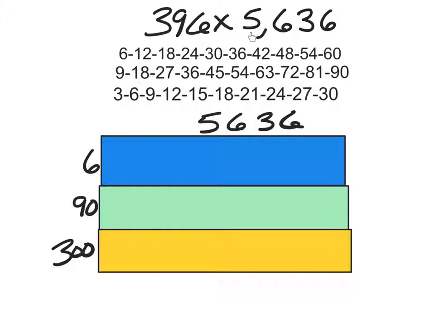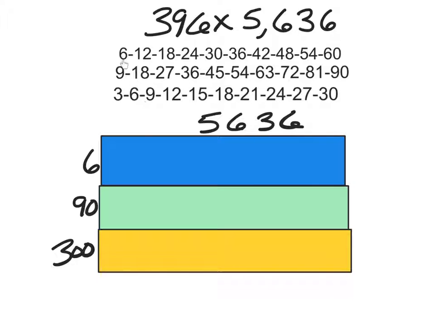396 times 5,636. I did my counting by the numbers for 3s, 9s, and 6s. And then I took the 5,636 and plugged it in right up on top of my 3 area boxes right here. I broke the 396 into 300 plus 90 plus 6. Let us rock and roll with the 6s here.